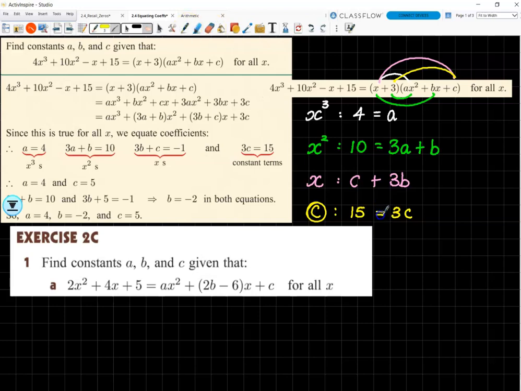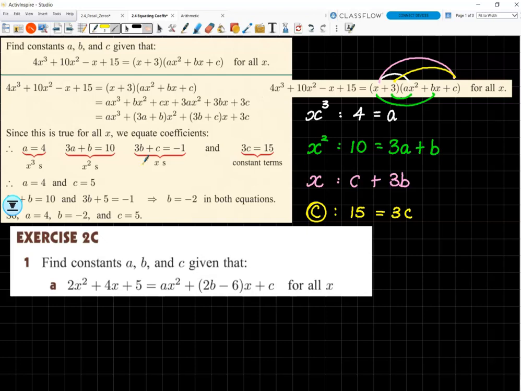Too many Cs. So you can solve that and get C is 5. As we pointed out, if you are left with multiple unknowns, you're going to have to do a little bit of substitution to get your simultaneous equations. But I think they went the sub option. Okay? Does that make sense?